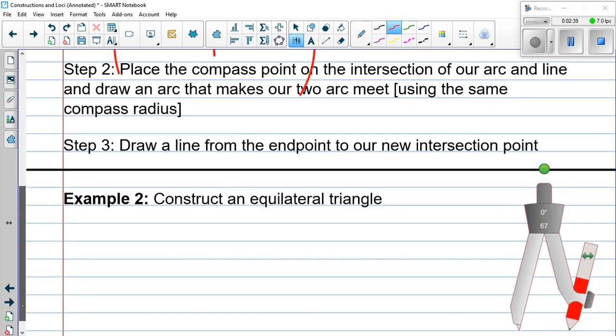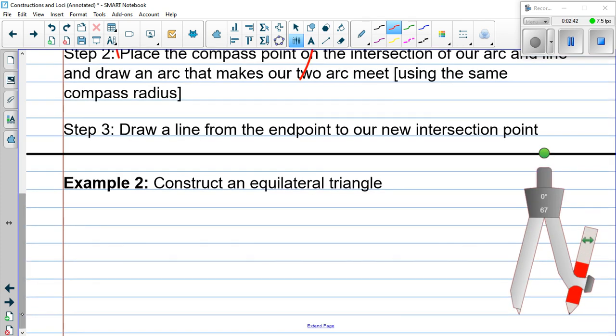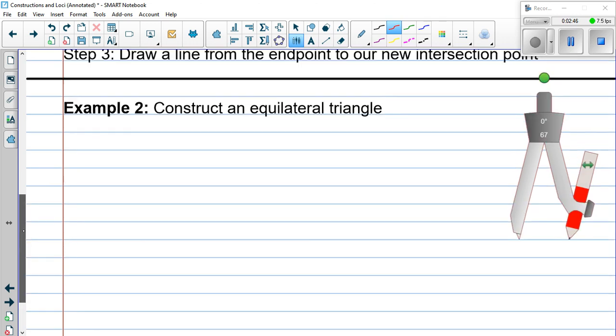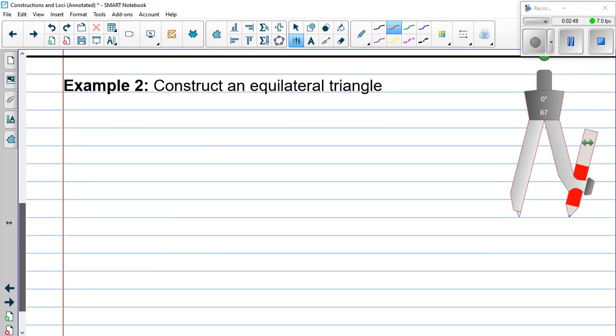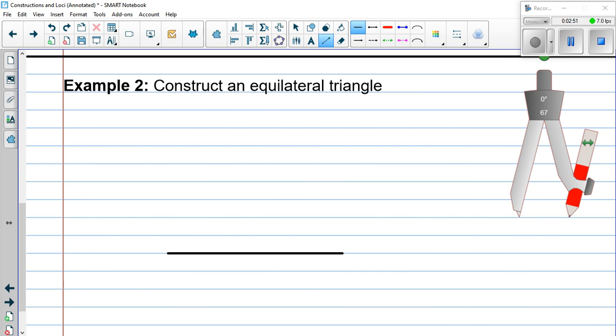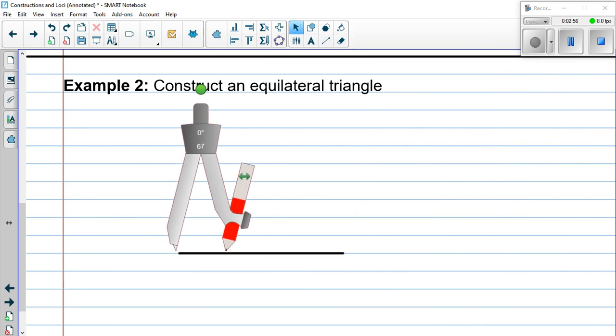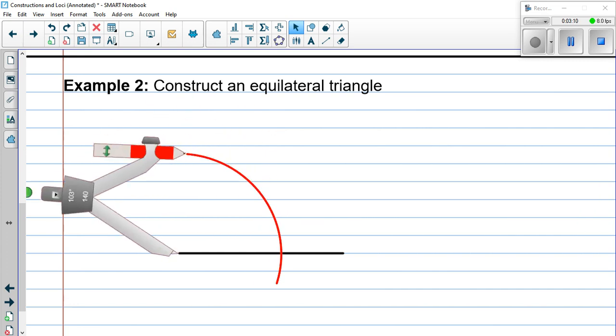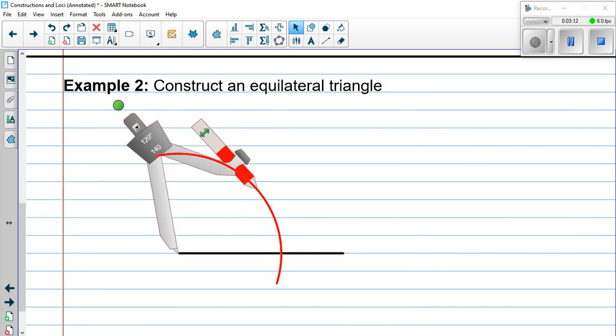So example 2, we're now going to construct an equilateral triangle. How do we do that? Well, I kind of alluded to it before. If you're having difficulties with the 60-degree angle, go and practice a couple before you try this example. Okay, so I've extended the line here. What I'm going to do is draw my nice big arc, right? And that'll be my first.